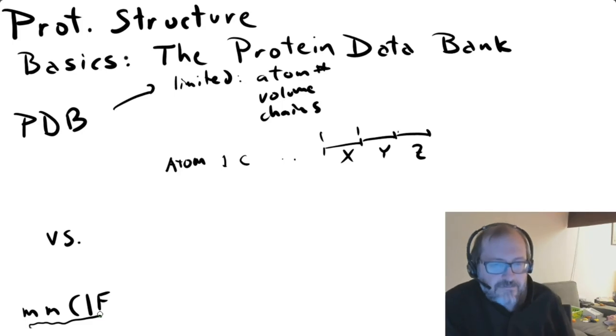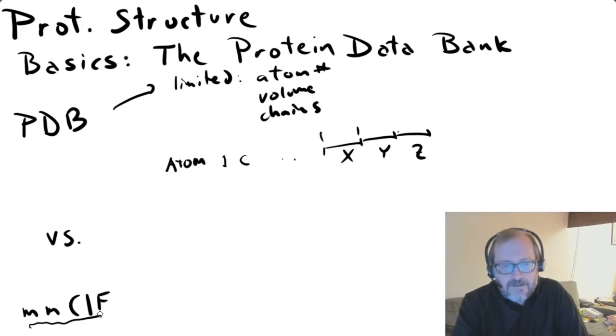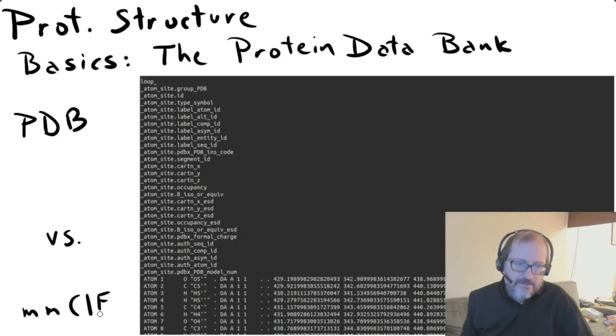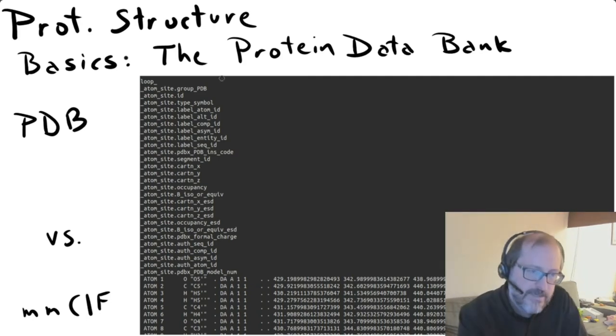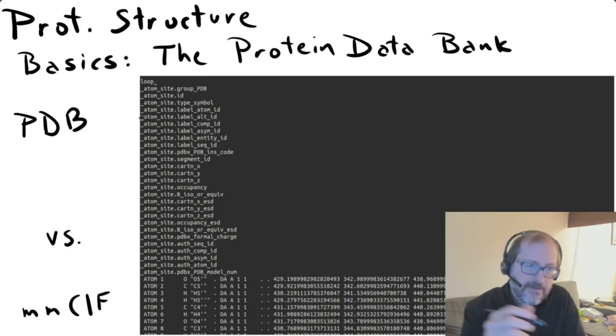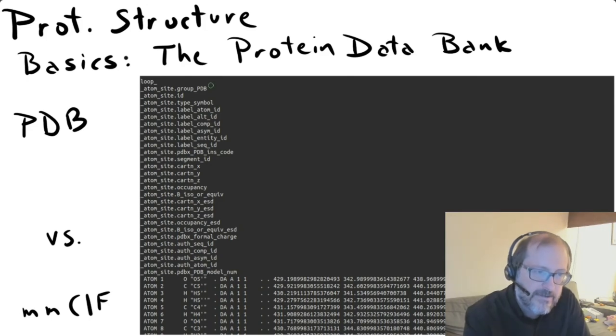mmCIF has also been around for quite a while, but it's a little bit harder to use. Certainly not impossible, but you would need to create these dictionaries, and these tell you basically what the data that's following looks like. So for instance, here's this dictionary. We're saying, okay, we're going to declare this thing called atom site group. There's an ID. So I think this is just atom, right? And there's an ID, some sort of number, like atom number 1, 2, 3, 4.